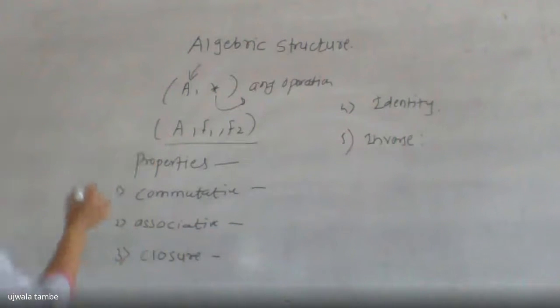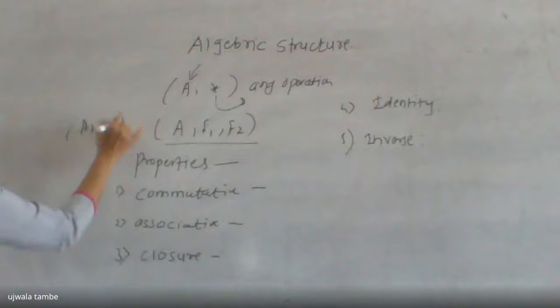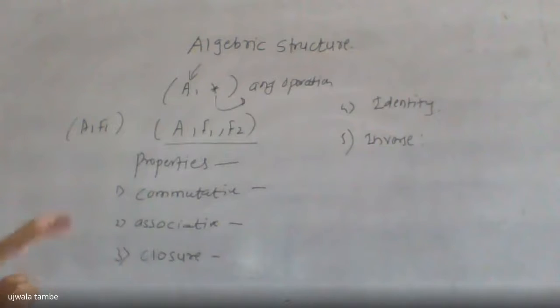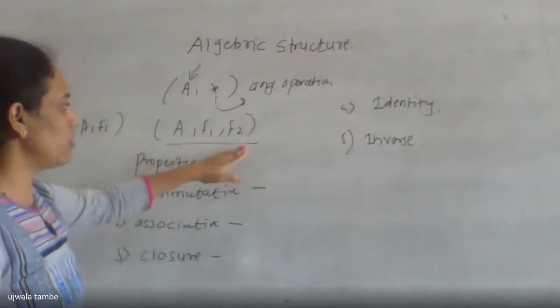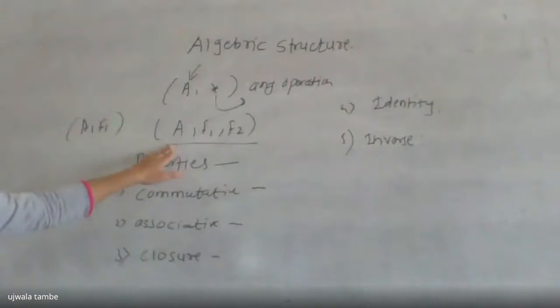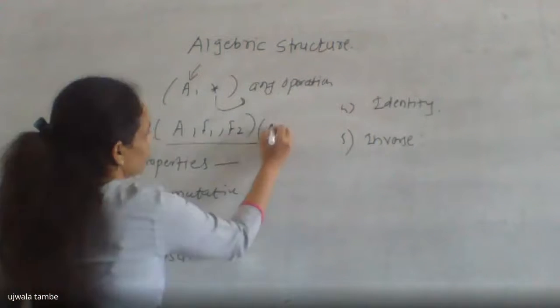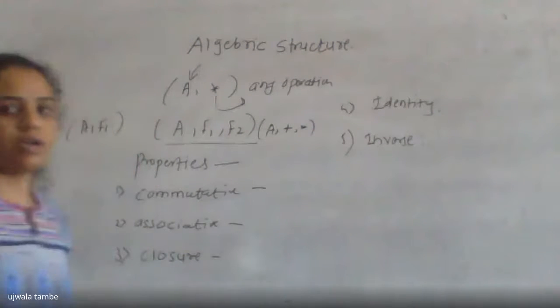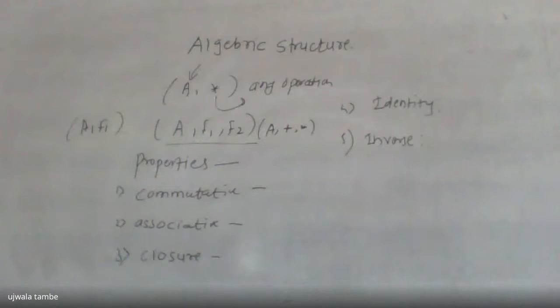This is the sample format. It might be A comma F1 or A comma F1 comma F2. When we say A comma F1, A means the set of elements and F1 means any operation. In this case, there is more than one operation we can perform on the same set. Like, suppose for the set A, the first operation is addition and the next operation is multiplication. Then there are some properties of algebraic structures, and the first one is commutative.